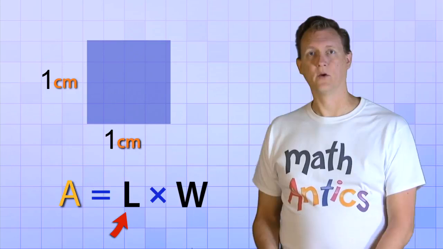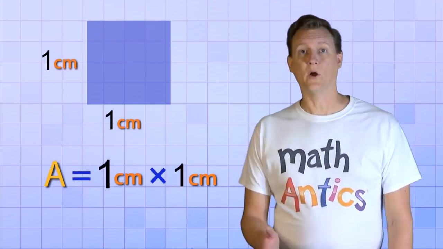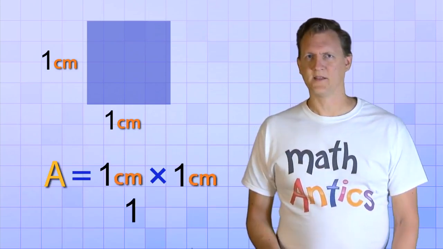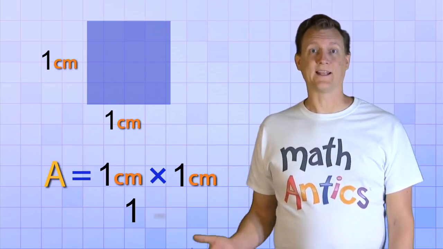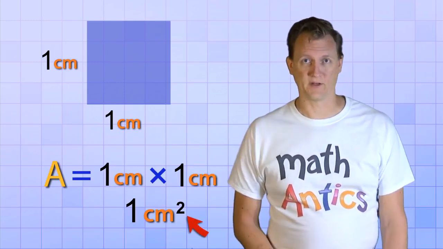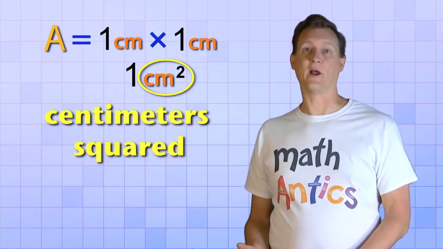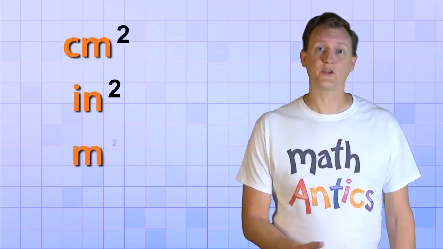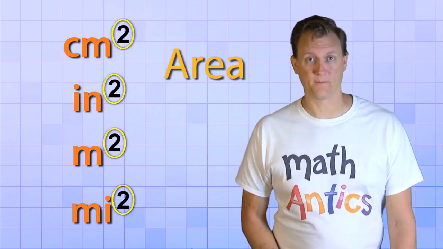If we multiply the length, 1 centimeter, times the width, 1 centimeter, what do we get? Well, 1 times 1 is just 1, but what about centimeter times centimeter? Centimeter times centimeter just gives us square centimeters, which we can write like this using a 2 as an exponent. We read this as centimeters squared, and it's just a shorter way of writing centimeter times centimeter. So whenever you see units like centimeters squared, or inches squared, or meters squared, or miles squared, you know it's a measurement of the two-dimensional quantity area.